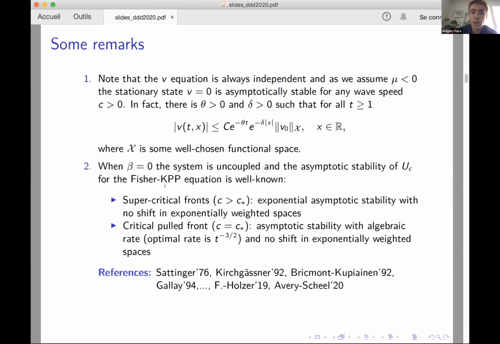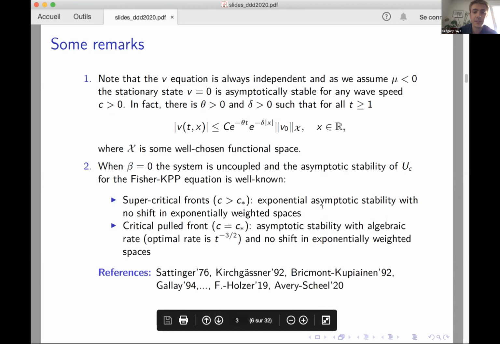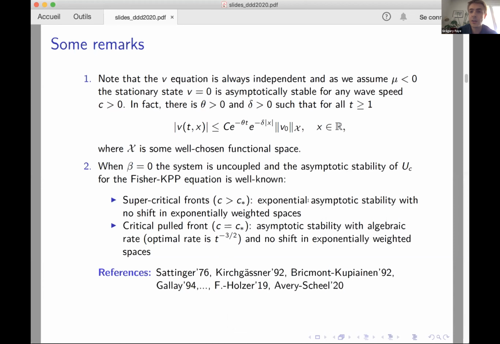And for this one, we know that depending on whether the wave speed that you take is larger than or equal to this critical linear spreading speed c star, you get different types of results for the stability of the fronts. So when they are supercritical, meaning that c is strictly larger than c star, we know, and these are all results by Sattinger in the 70s, that we get exponential asymptotic stability with no shift, and you need to take care of the fact that you're invading an unstable state. We'll come back to that later, but you need to work in some exponentially weighted spaces.